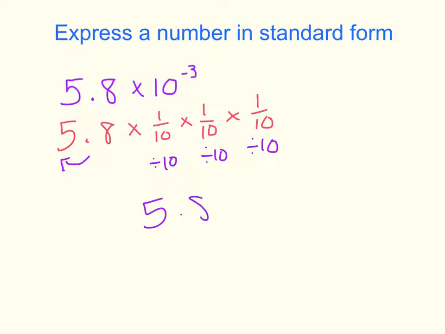So our 5.8, we divide it by 10, 3 times, becomes 1, 2, 3. My decimal ends up right here. I put in my zeros for my placeholders, so I get 0.0058.